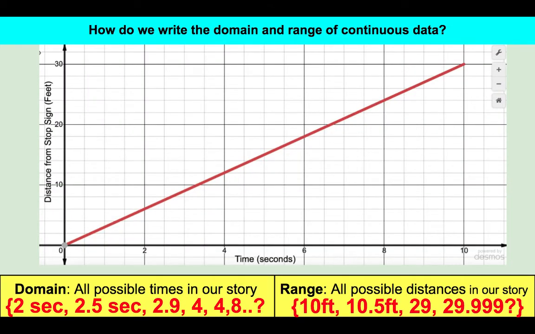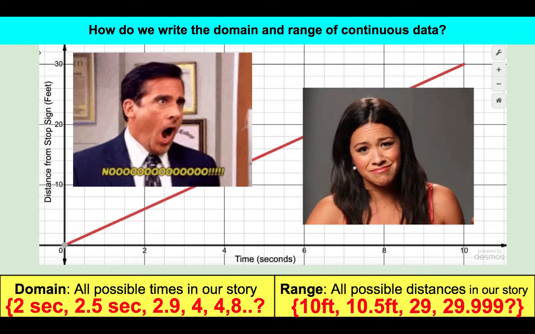Now, making the domain and range of continuous data, this line represents all of the possible points. This was me walking from the stop sign to the car. And there are an infinite number of distances between the stop sign and the car because we have centimeters, millimeters. I can have so many different options, and I'm not going to write all possible numbers of feet out in my range. So there's a shortcut that we can do.